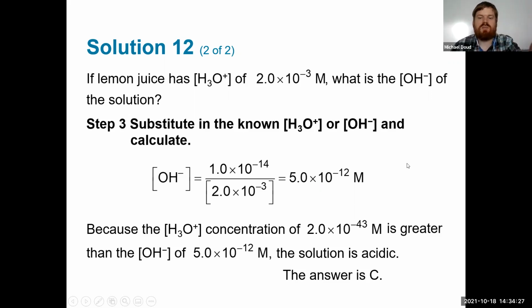So here, the solution is 5.0 times 10 to the negative 2 molar, and clearly having such a low concentration of hydroxide ion and such a high concentration of hydronium ion, that tells us that we have an acidic solution.